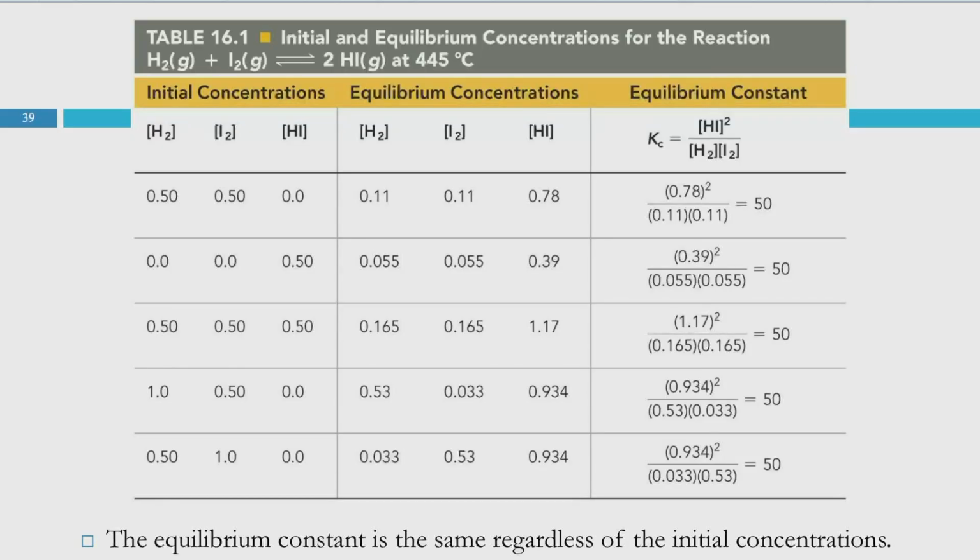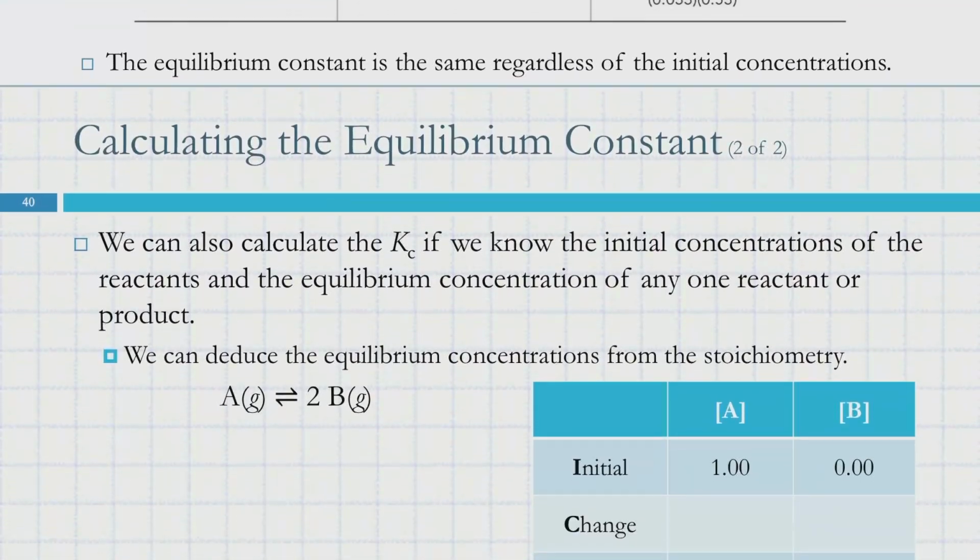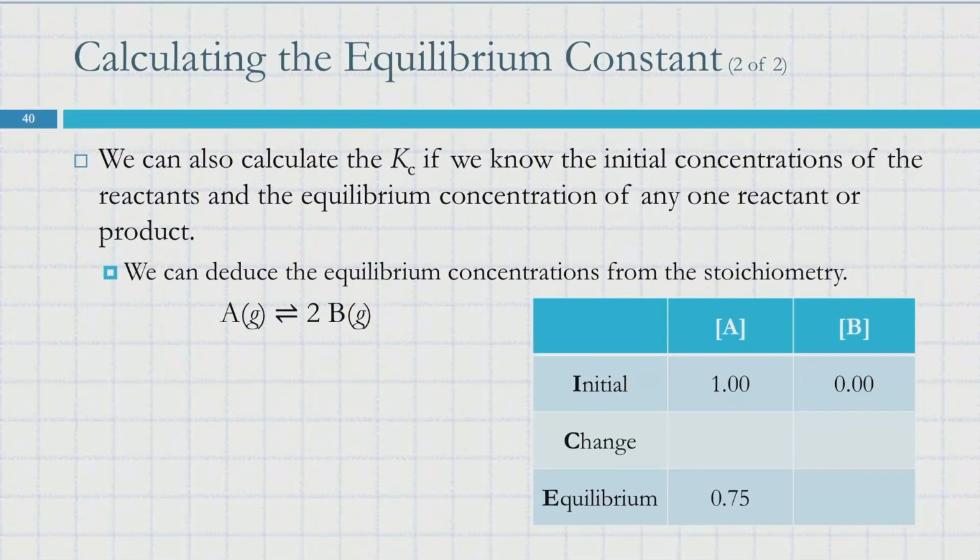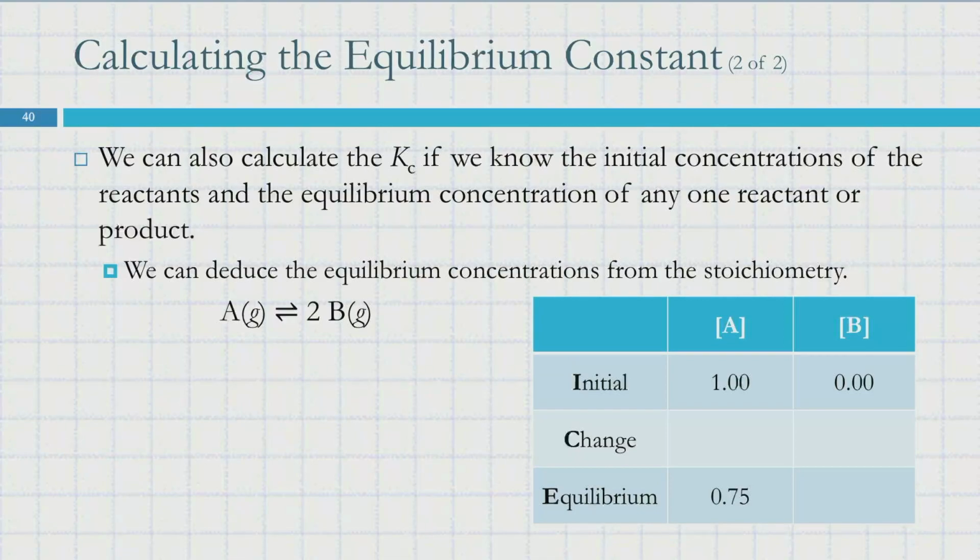But as I said, it can be a little bit difficult to measure the concentration of all three things, and so we have this tool called an ICE table, initial change equilibrium, that can help us keep track of concentrations based on stoichiometry. So it's like a little puzzle that we get to solve based on some things that we know.